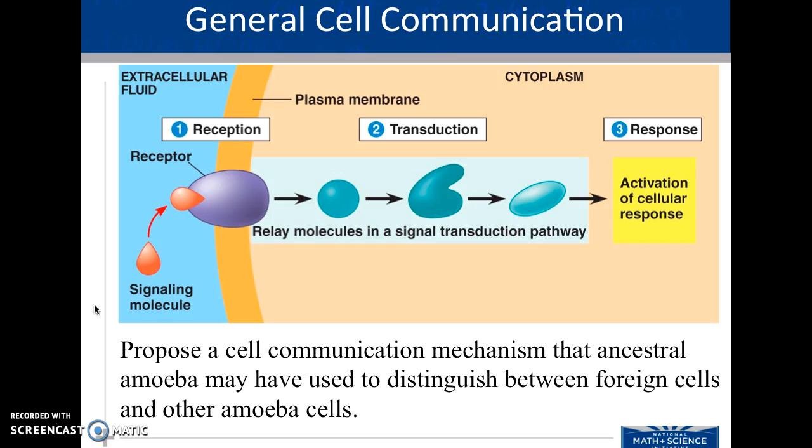In the immune system, we see an example of cell communication, and so this allows us to cover cell communication within a unit that we need to learn in AP Bio. The proposed cell communication mechanism that that ancestral amoeba may have used was a 3-part communication system. Truly all it was was the reception of a signal molecule, transduction, which is basically all of these molecules relaying some sort of information, and then the response, what the cell does in response to that signal molecule.